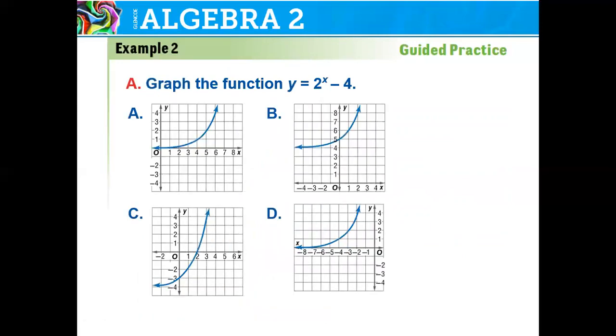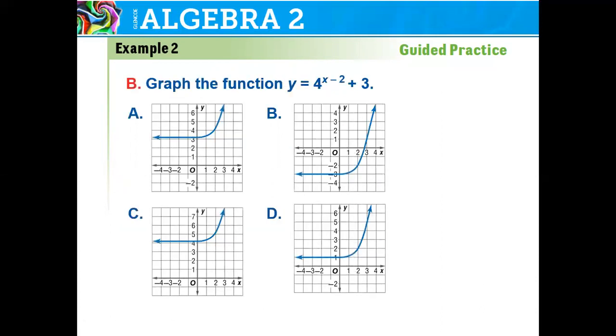Moving on, now we need to graph the function y equals 2 to the x minus 4. Again, here we will use the idea that in the parent function, we had the y-intercept at (0, 1). Now, because of the vertical translation, it moved 4 units down. So now my new intercept is (0, -3), which will make my answer C, because I have this to be the intercept.